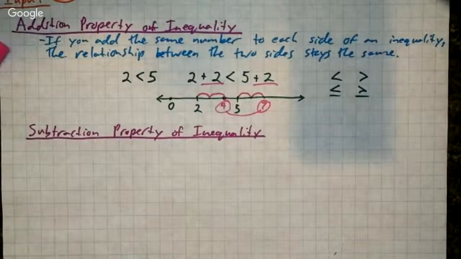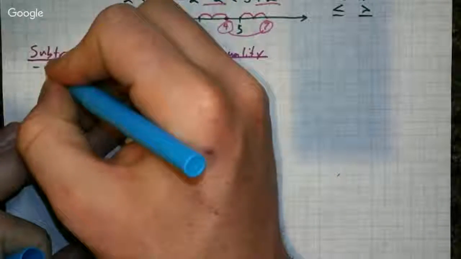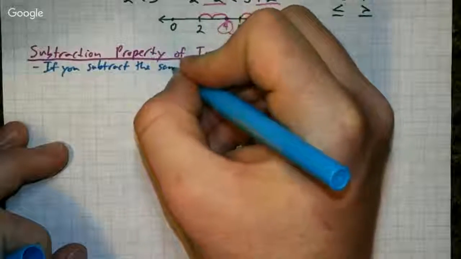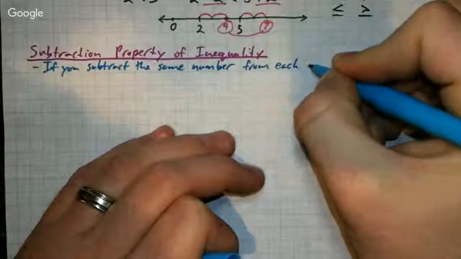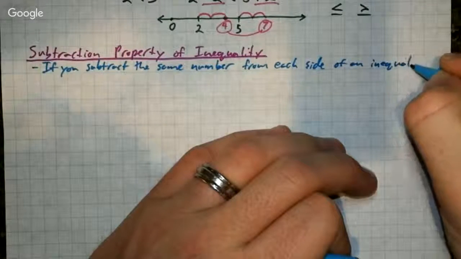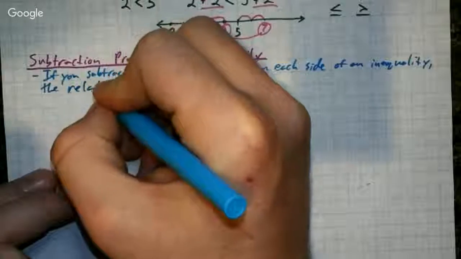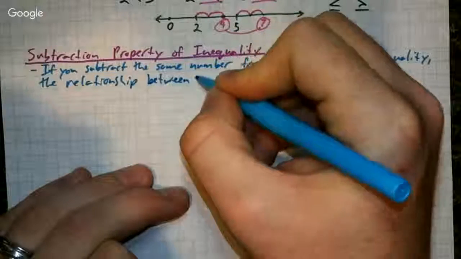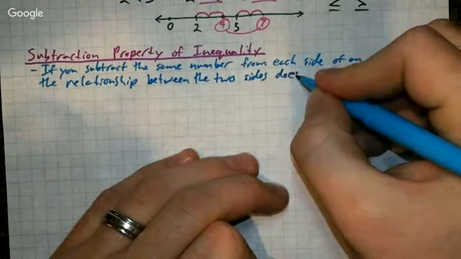If we did our addition property of inequality and we see that it's the same thing, the subtraction property of inequality is going to state if you subtract the same number from each side of an inequality, the relationship between the two sides does not change.